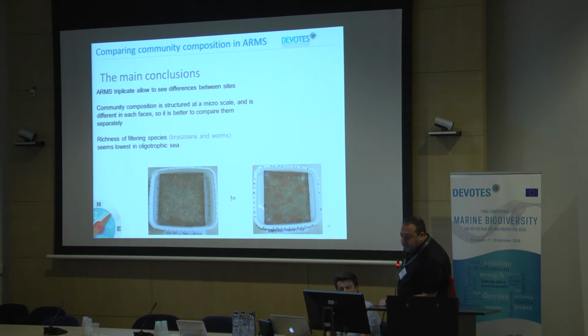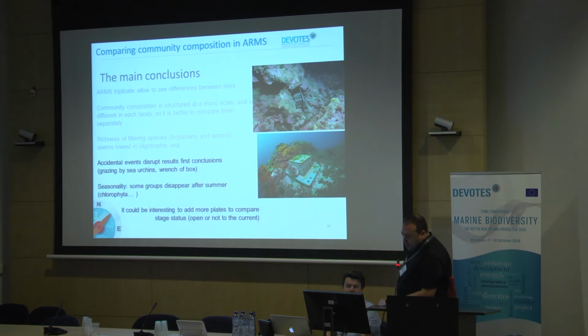So the main conclusion is that ARMS triplicates allow us to see differences between seas. Community composition is structured at the coast scale and is different in each face, so it's better to compare them separately. And richness of filtering species seems lowest in oligotrophic seas. Additionally, accidental events disrupt results, like grazing by sea urchins or a range of boxes.